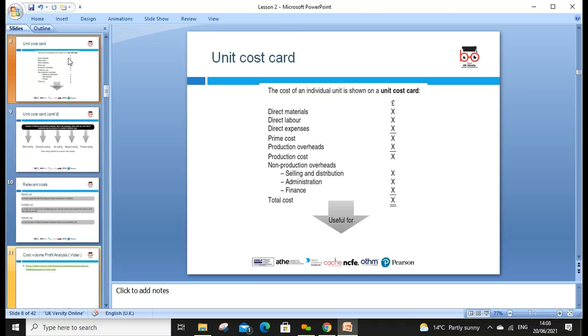Okay, so the unit cost card. When you calculate one unit cost, you always look at what the material cost is, what the labor cost is, and what the direct expenses are. You add them together, and that gives you the prime cost. If you have a production overhead, add it, and that becomes the production cost.